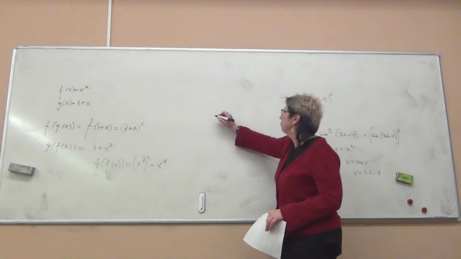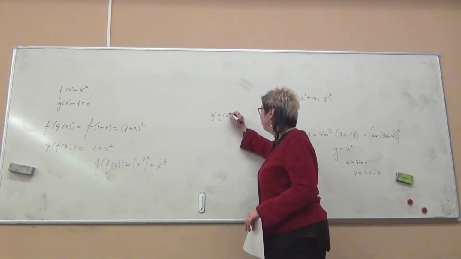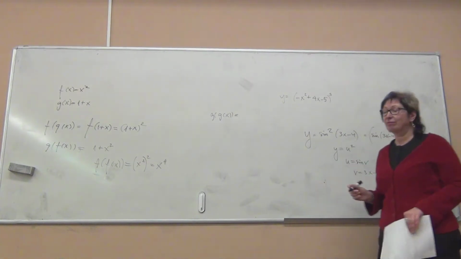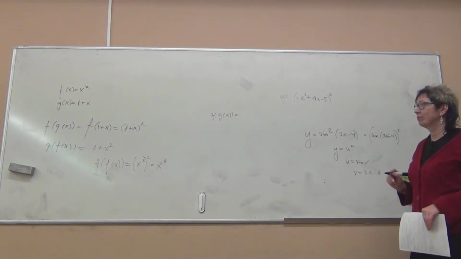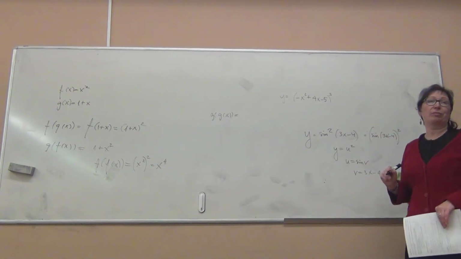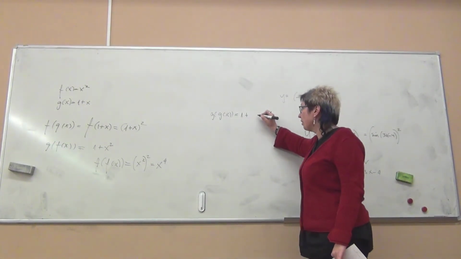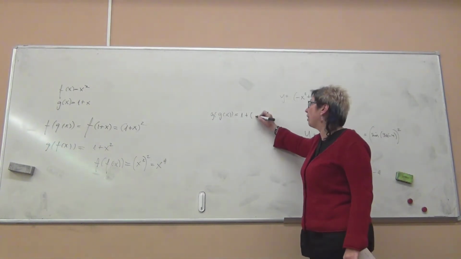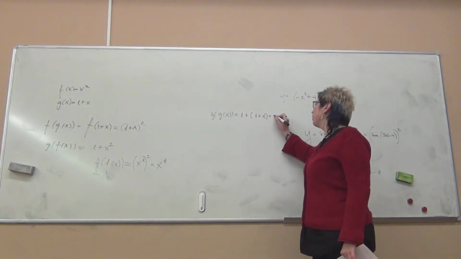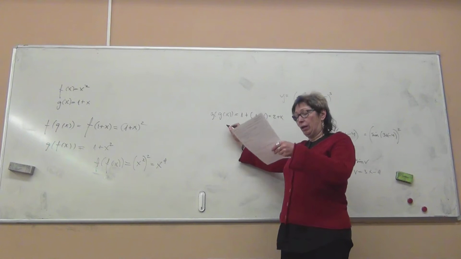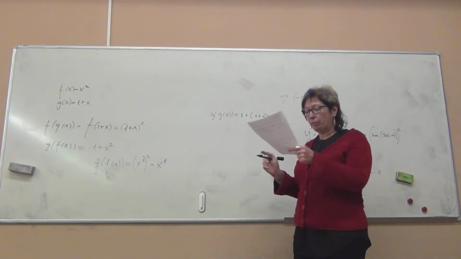g of g. It's going to be 2 plus x. Just 2 plus x. The g function is 1 plus x, but instead of x we have another g function. So it's 2 plus x. Alright, these were the simple things.